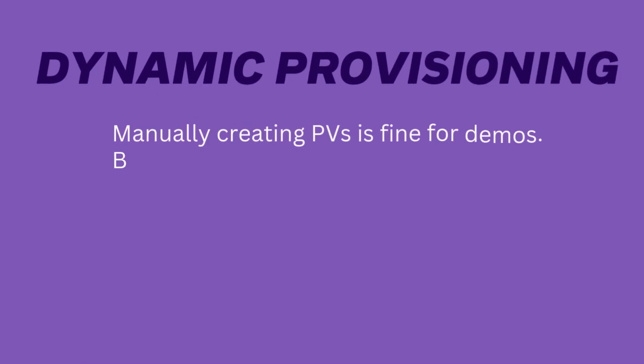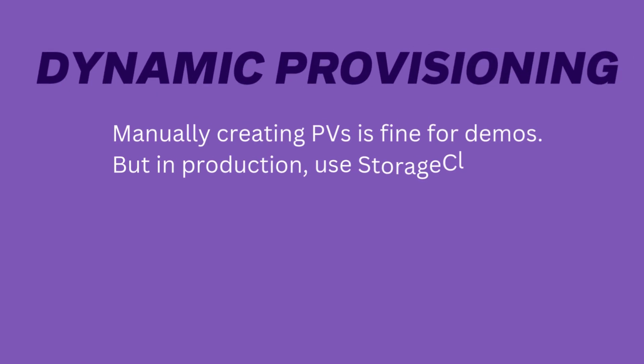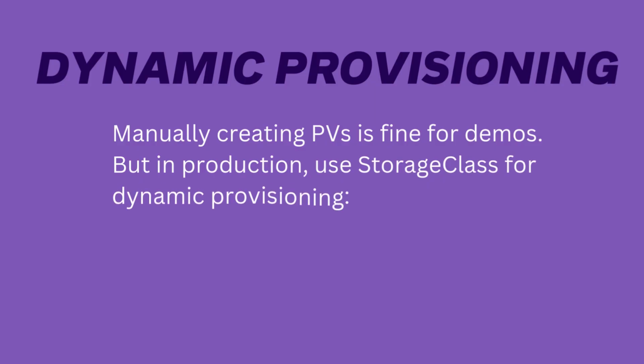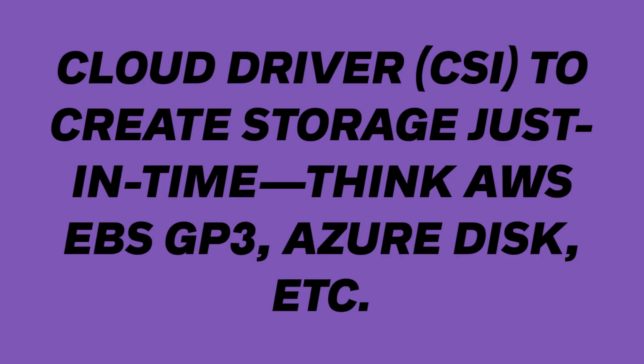Dynamic provisioning. Manually creating PVs is fine for demos. In production, use StorageClass for dynamic provisioning. The PVC triggers the cloud driver, CSI, to create storage just in time. Think AWS EBS GP3, Azure Disk, etc.